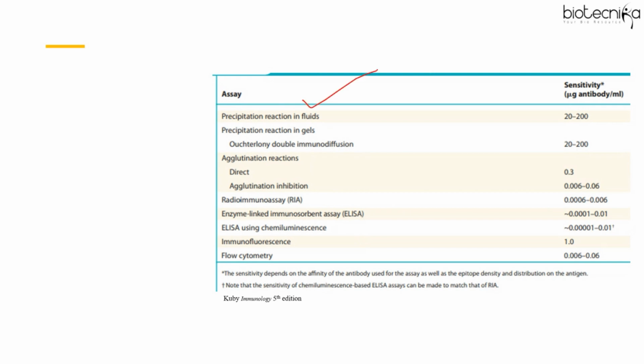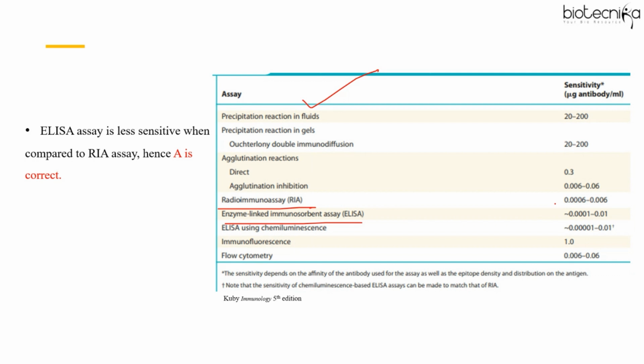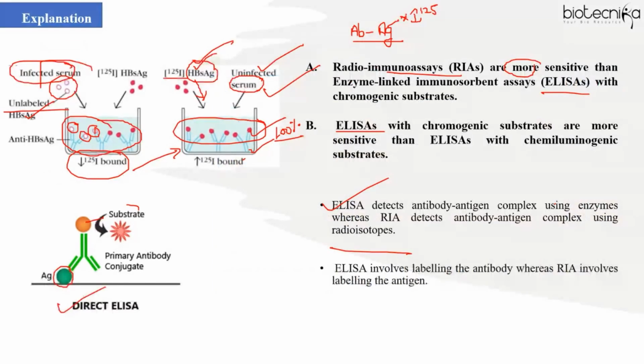Here in this table, you can see the sensitivity of all the assays given. If you see the radioimmunoassay and ELISA, we can clearly see that ELISA is less sensitive. So statement A says RIA is more sensitive than enzyme linked immunosorbent assay. We have to find out whether it is a correct or incorrect statement.